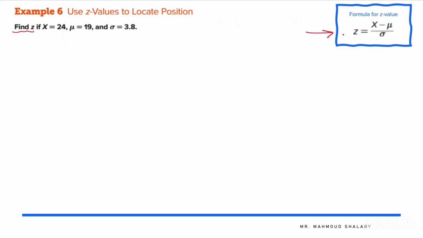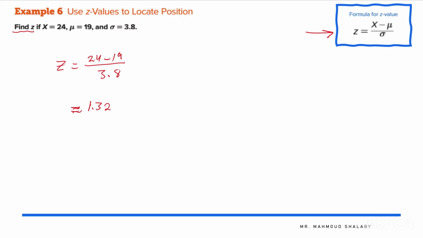I will just use the formula to convert from an x score to a z score. So z equals x, which is 24, minus mu, which is 19, divided by sigma, 3.8. You put this on the calculator, it will be approximately 1.316, so it will be 1.32. As I said earlier, always put the z-score in 2 decimal places.